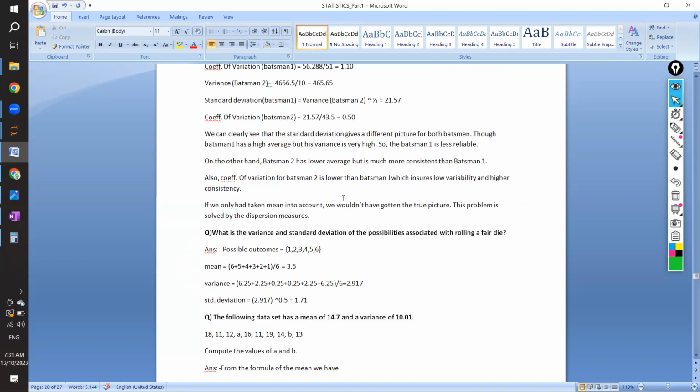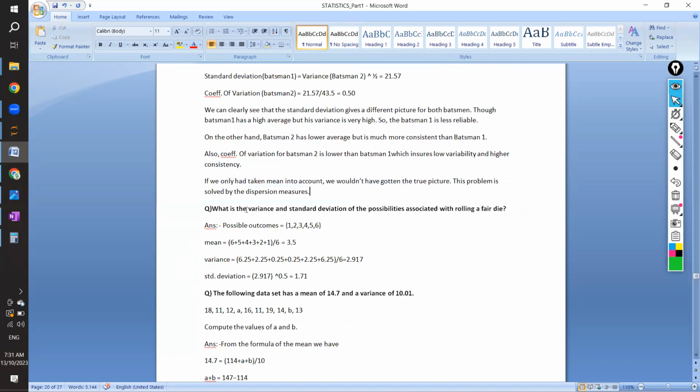Fine. So now if we try to see a few examples: what is the variance and standard deviation of the possibilities associated with rolling a fair dice? If you are just rolling a dice, guys, a dice will have 1, 2, 3, 4, 5, 6. If you roll a dice, only these are the possible outcomes. And what is the mean? Mean is just the sum of these numbers by count. So sum by count is 3.5.